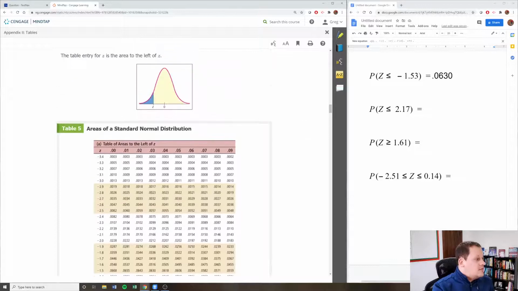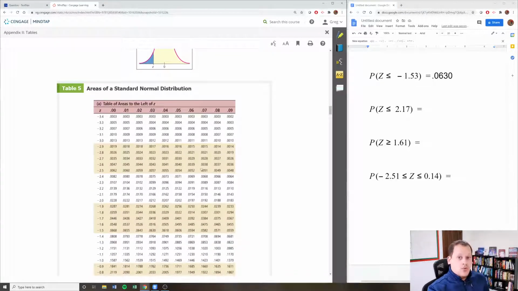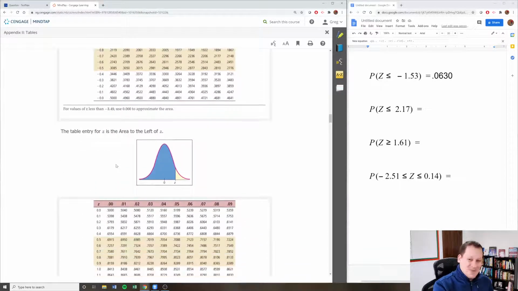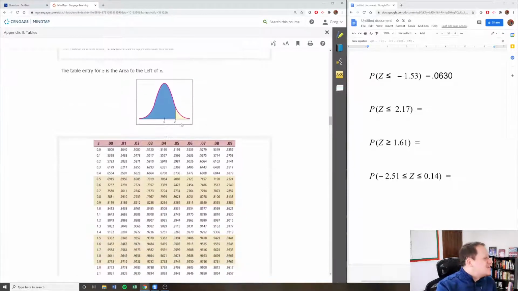Again, this is still looking for the area to the left, and that's what the table gives us. So you should be able to find 2.17 in your z-score table and find the area that way. One thing before you do that, all these z-scores are negative. The positive z-scores are on the next page. So for a z-score that's positive, you're going to have a lot more area to the left.